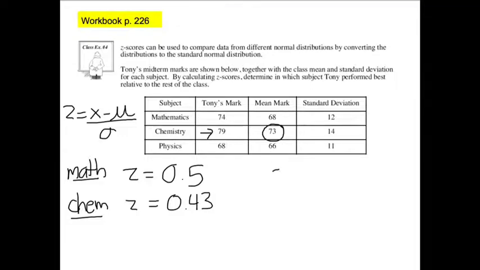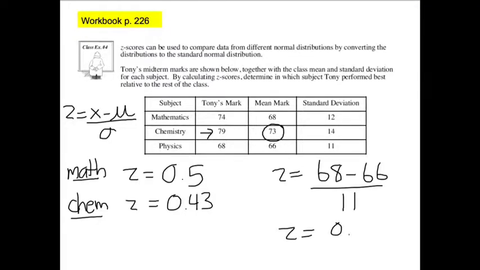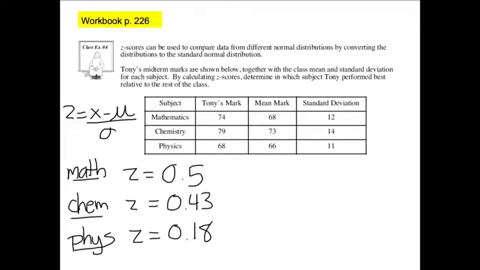And so to calculate that out, we have Tony's mark, which is 68, minus 66 over a standard deviation of 11. When you work out Tony's mark, it's going to be 0.18. So taking a look at these z-scores, what did they mean?